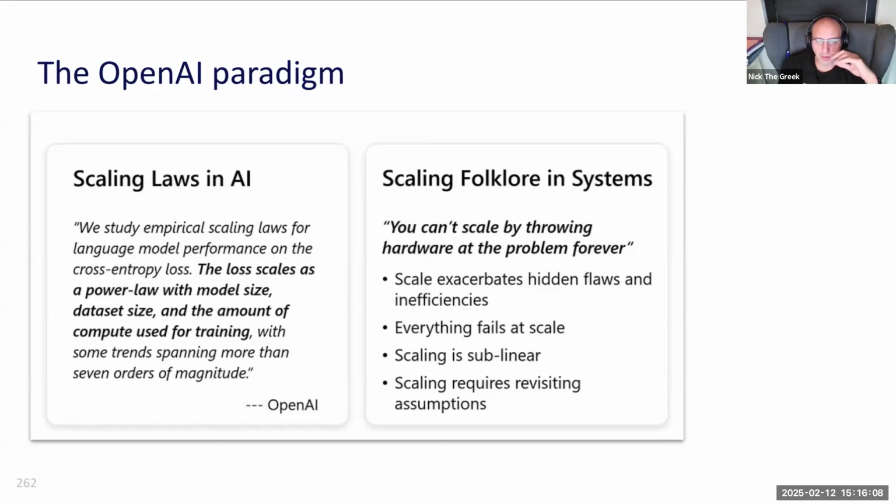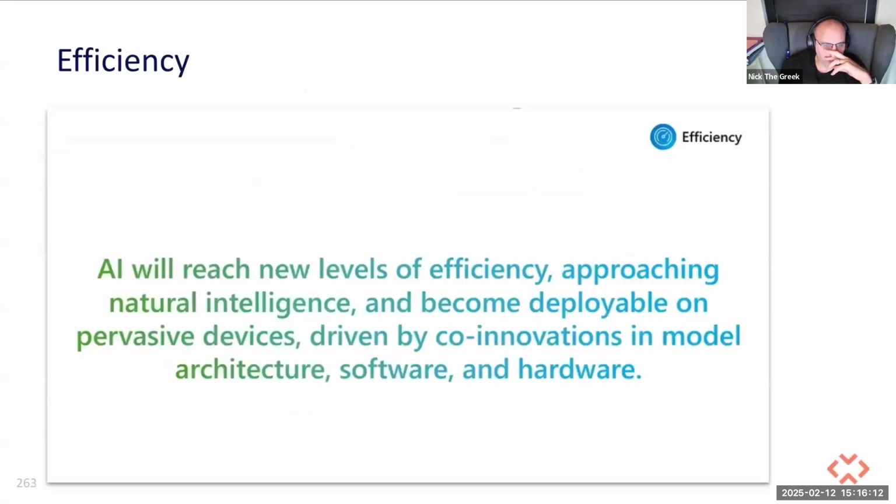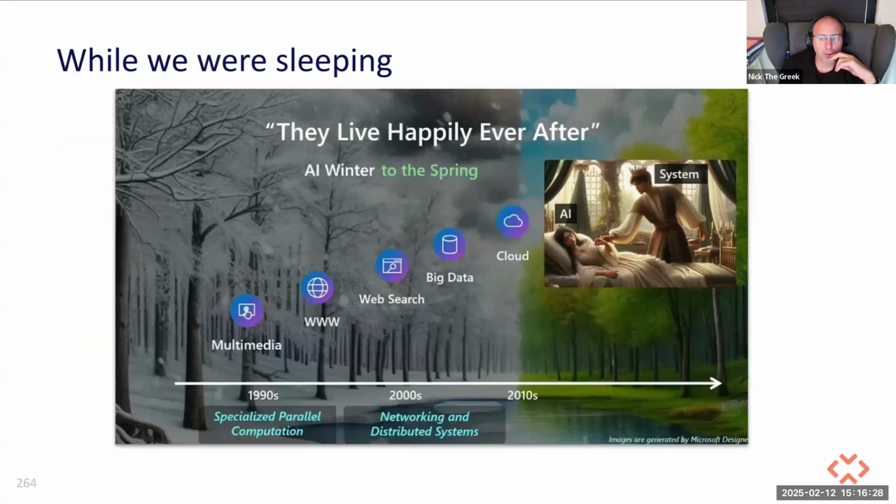Again, at some point, you find the law, you exhaust it, and then you also go back and you start fixing things. One of the pillars of that presentation was about efficiency. AI will reach new levels of efficiency, approaching natural intelligence, and become deployable on pervasive devices driven by co-innovations in model architecture, software, and hardware. And this is a really great slide generated by GenAI.